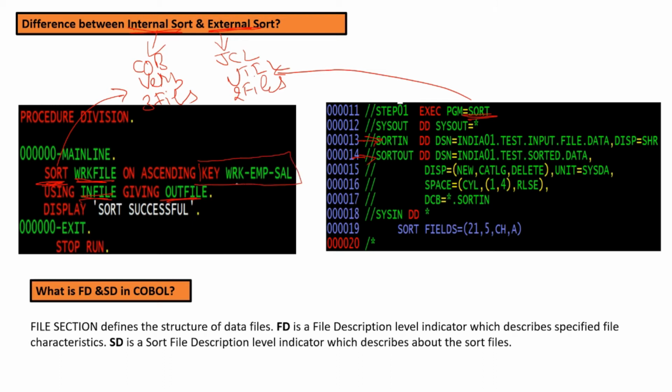We are giving the key from the work file only. Like we have used the work file here, so we should give the work file key. And we are sorting the records based on the employee salary, in ascending order. But in the external sort, we give the fields, and in the field we give the column range, like from 21st to the 25th.